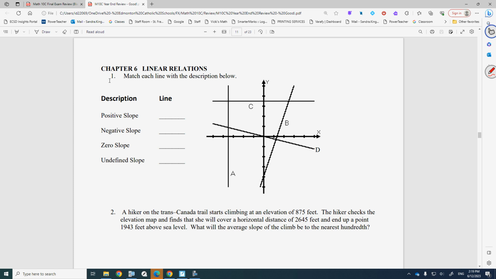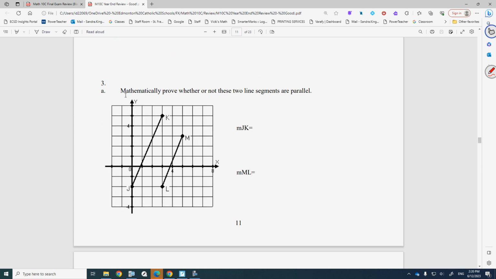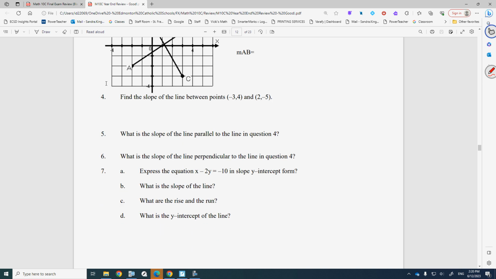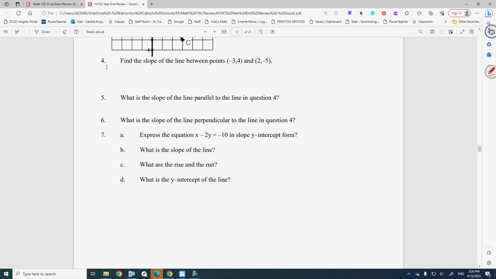Remember, you need to be able to look at lines. Are they positive, negative, 0, or undefined? So circle number 1. Circle number 3. So this is a good one. Do B as well. Circle 4, 5, 6, and 7.